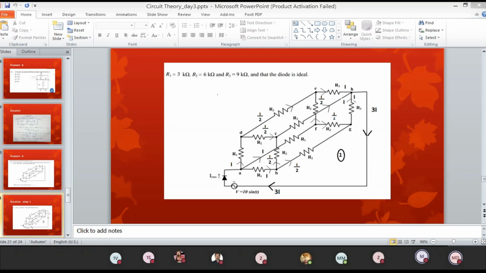I by 2, I by 2 enters E, total current is I. I by 2 and I by 2 enters G, total current is I. I enters H from E. I enters H from C. I also enters H from G. I plus I plus I is 3I.